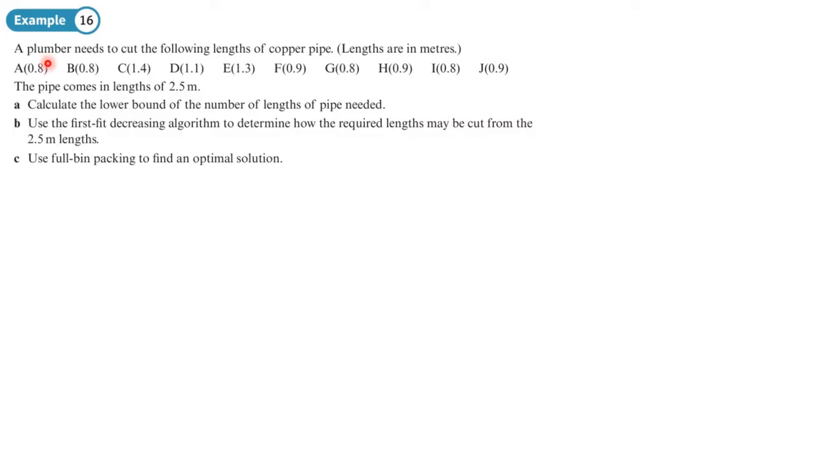Okay, so a plumber needs to cut the following lengths of copper pipe. All these lengths are in meters. The pipes come in lengths of 2.5. Calculate lower bound for the number of pipes used. So this is a bin packing problem. So to find the lower bound, it's going to be the total length of all the items. So we'll add all of those together. And then we'll divide by the bin size. Now in this case, the bin size is the length of the pipe.